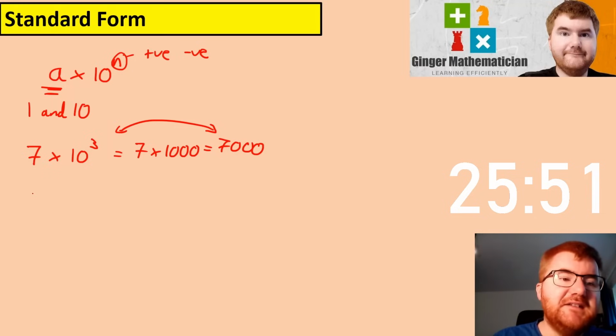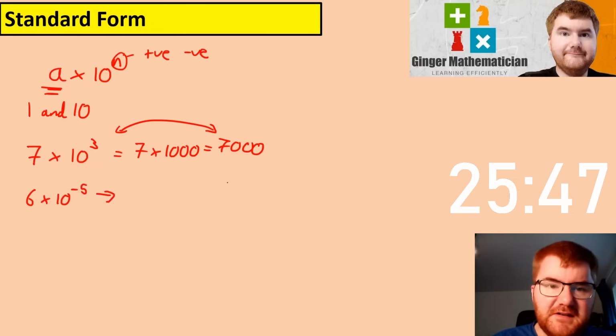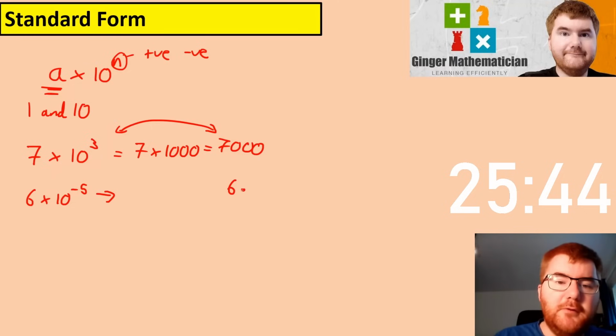So going from standard form to normal number. If I do something with a negative, so 6 times 10 to the power of minus 5, the way I do this is I start with my 6. I've got my decimal point here, and I go 5 places then to the left.